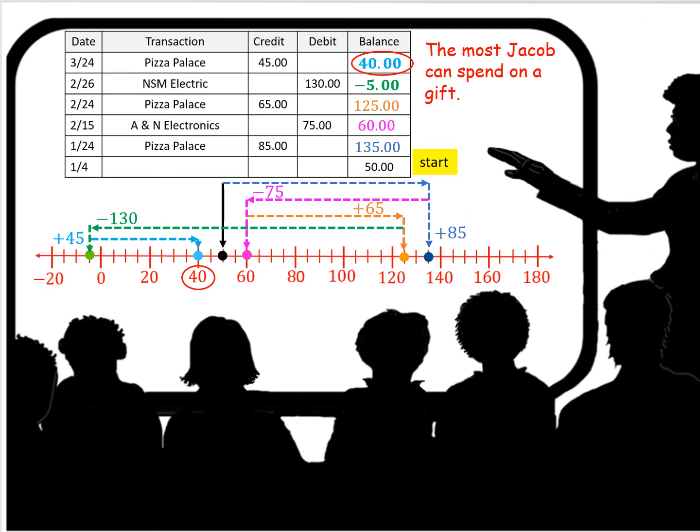Well, luckily, he gets paid again, $45. And negative 5 plus $45 brings us to a final balance of $40. $40 is the most Jacob can spend on a gift for his girlfriend.